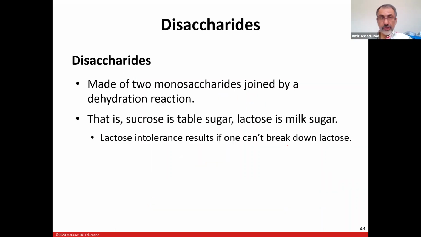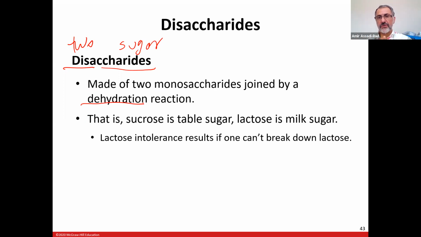Disaccharides: di means 2, right? You have it in your prefix and suffix list, and saccharide means sugar. So disaccharides are a combination of 2 monosaccharides together, and of course joined by the process of dehydration. You're removing 1 water molecule from both of them. 1 water molecule is removed. That is sucrose, table sugar. The sugar you put in your coffee is sucrose.